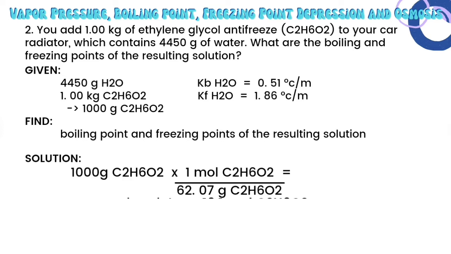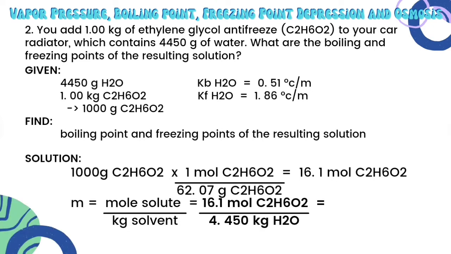First is to get the moles of C2H6O2, wherein 1,000 grams of ethylene glycol is multiplied to 1 mole over 62.07 grams, which is the molar mass of C2H6O2, would equal to 16.1 moles of ethylene glycol. Now, to solve for the molality, the moles of solute is divided to the 1 kilogram of solvent, so 16.1 moles of C2H6O2 divided by 4.45 kilograms of H2O, which we just converted from grams to kilograms based on the given, is equal to 3.62 moles per kilogram.